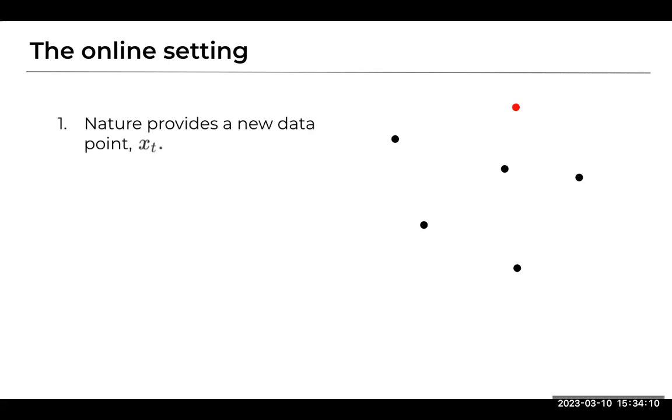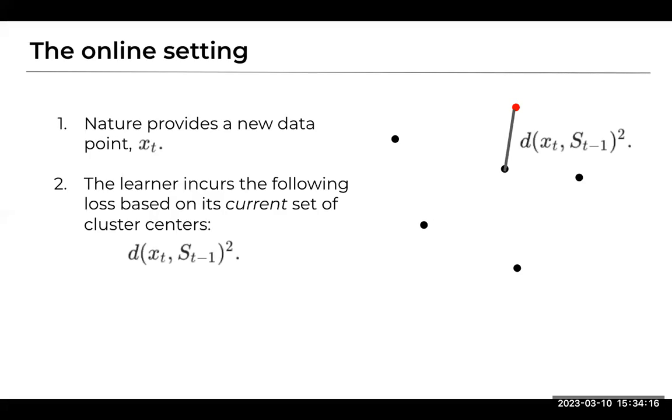At each time step, you get a new data point, x of t, this red point. Right away, we incur a loss. That loss is based on how far this point is from our current set of cluster centers, which is denoted by these black points over here. Since we're doing k-means, the loss is just the distance squared.